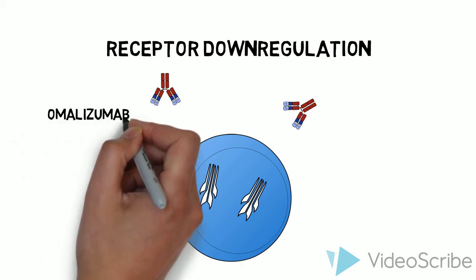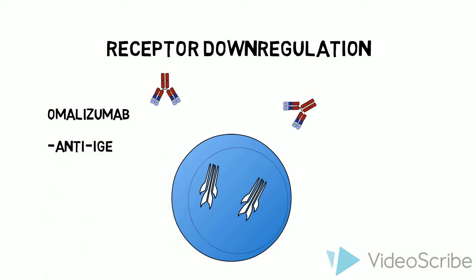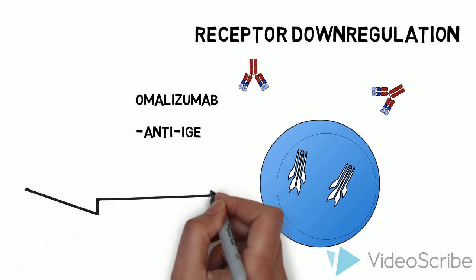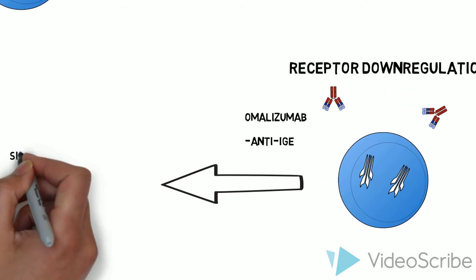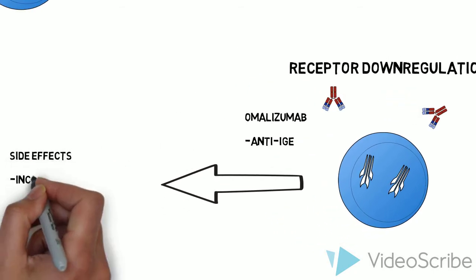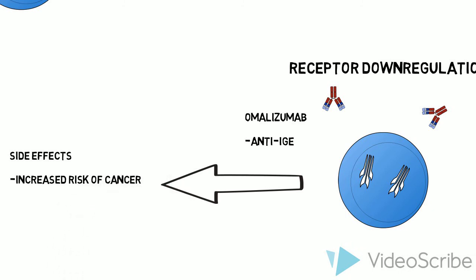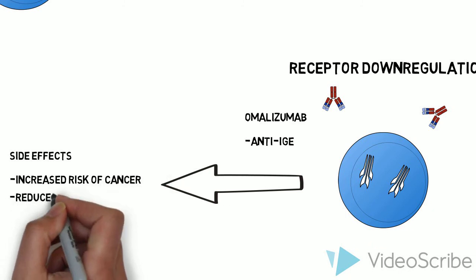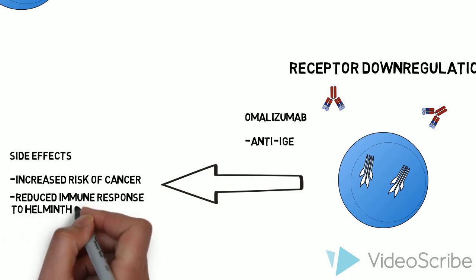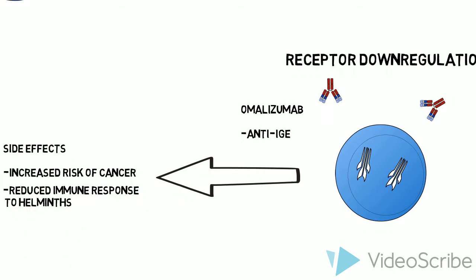Omalizumab is a receptor downregulator and works as an anti-IgE. By reducing IgE, there is a reduction in inflammation and is used in the treatment of allergic asthma. However, IgE has been shown to be protective against some cancers. This downregulation in IgE has been predicted to be a potential cause of the development of cancer. IgE is also very important for recognizing helminths. Thus, there is a greater chance for infection by helminths.